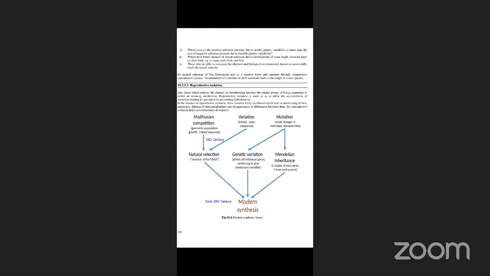Then reproductive isolation. Malthusian competition is nothing but growth being more while resources are limited. Then variation, that is genetic variation, and mutations. Those organisms which can compete with other organisms and have variations and mutations are selected by nature. That is called natural selection, which is survival of the fittest. This mutation can result in Mendelian inheritance and genetic variations. All these postulates come together as the modern synthesis theory. Okay, so this completes this topic.